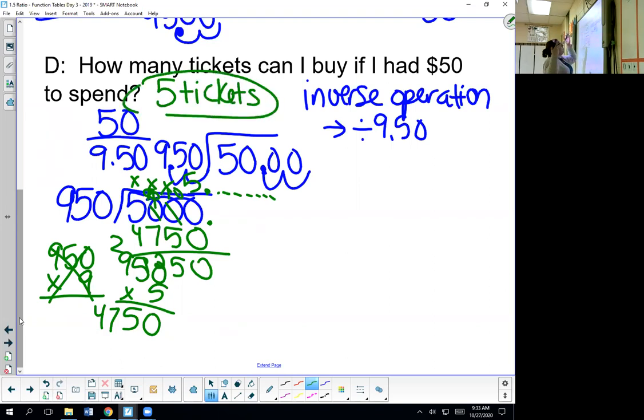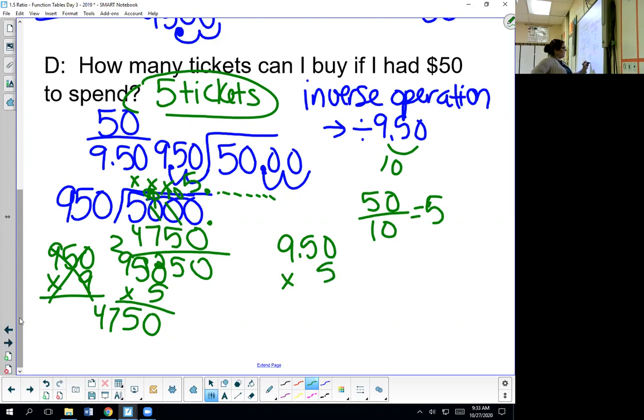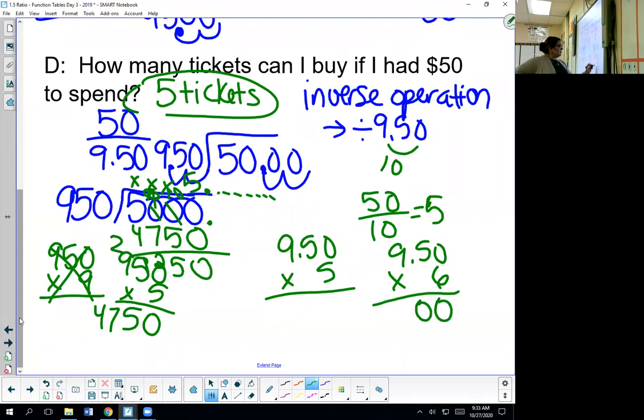Now, one other way you can think about it. Okay, this is close to $10, right? And if I had 50 divided by 10, I'm going to be somewhere around 5 tickets. If I'm not sure, then I try 950 times 5, and then I go, oh, let me try 950 times 6. If I can go up to 6, great. If I can't, then I don't want to use it. Let me prove to you why I can't buy 6. This would be 0, this would be 30, this would be $54, and that'd be $57. So this is not going to work. This is another way to think about it.